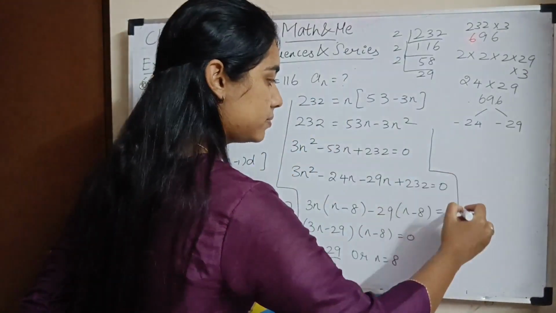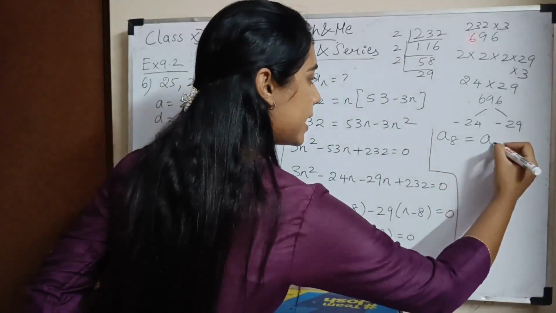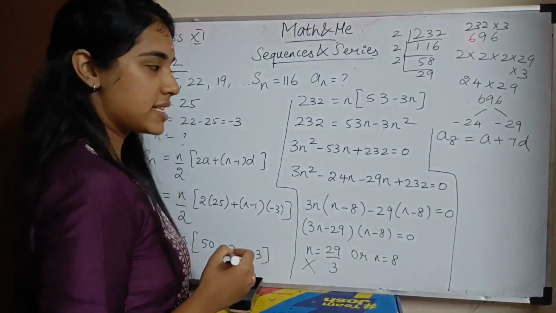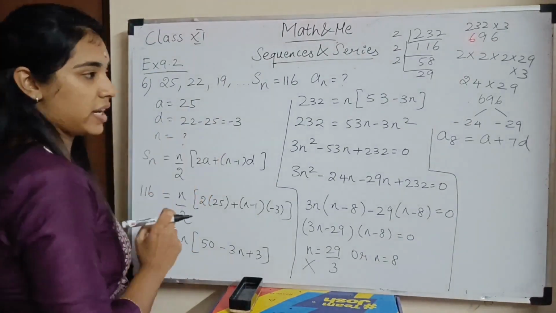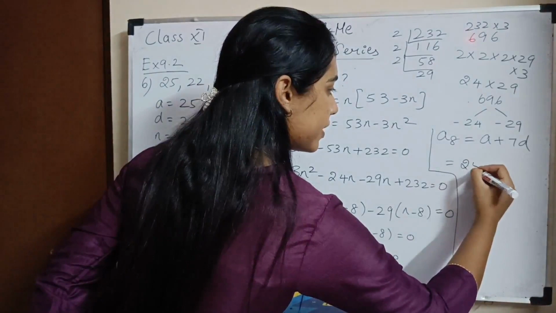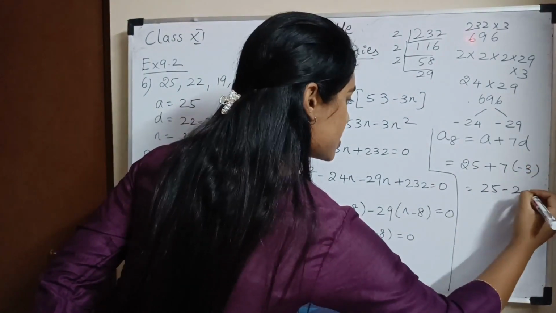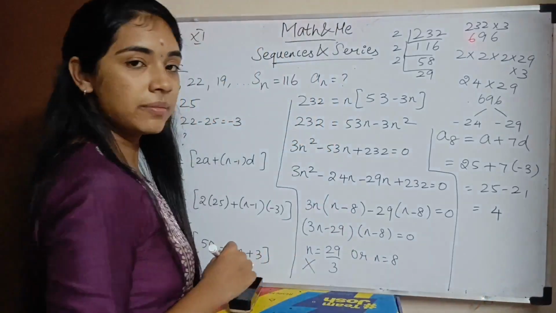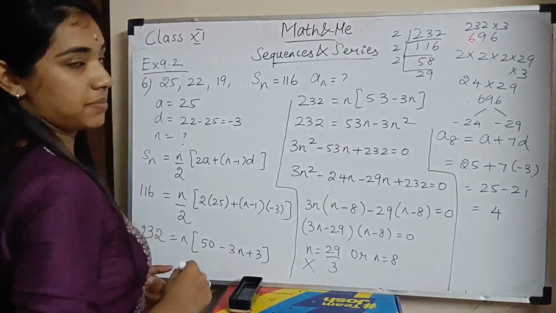Very simple. So now a8 equals a plus n minus 1 into d, which is 7d. What are your a and d? 25 and minus 3. So I have 25 plus 7 times minus 3. 25 minus 21, 4. Okay. So that's your a8, which is your nth term, the last term.